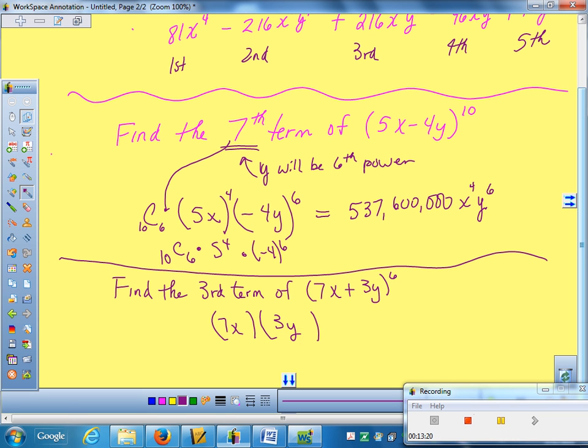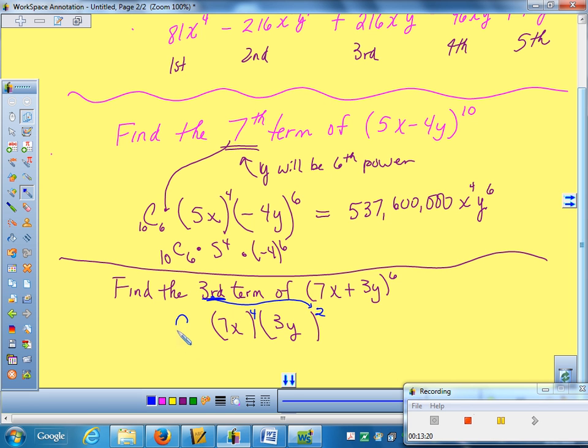What power should go on the y? Y to the second. If this is third, they want you to find the third term, then you do second. Go one less. So then how do you figure out what term goes up here on the x's? Since we're doing a 6th power, 2 and what makes 6? 2 and 4. So that has to be a 4th power.